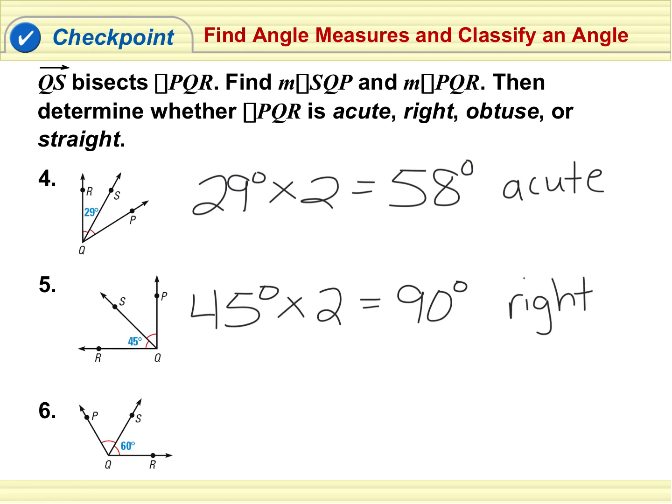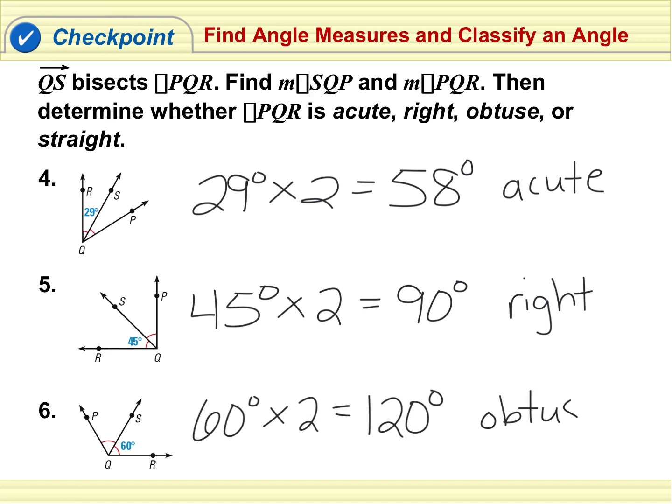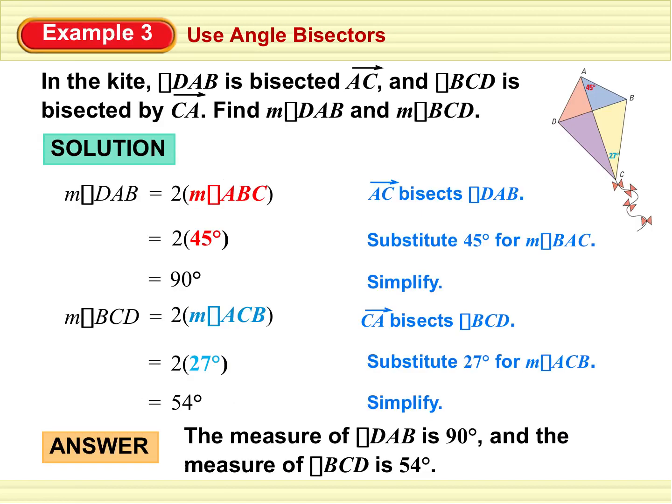Okay, last one, 6. The one side's 60. What's the other side? 60. Because they're congruent. Yep, how do we find the whole thing? Times 2. 60 times 2 is 120. Acute, right, obtuse, or straight? Obtuse. Why? Because it's larger than 90 degrees. Good. Nice job. Okay, moving on.